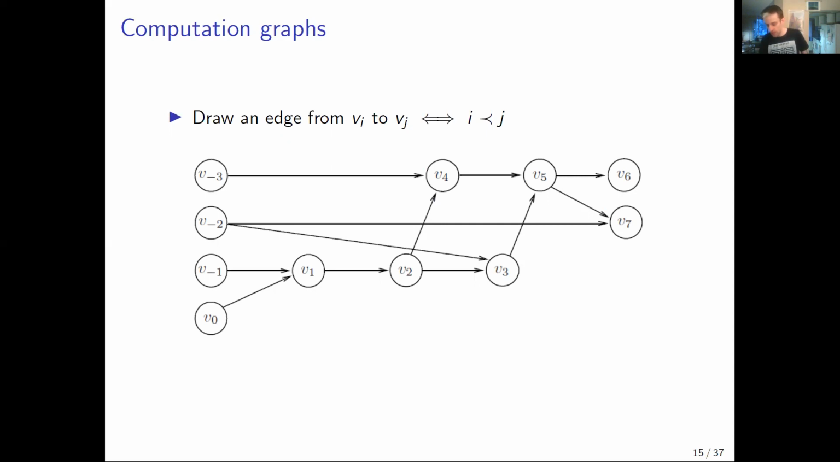And this computation graph representation is quite a popular point of view, and it can reveal some interesting things. I think this is particularly popular in the machine learning literature on automatic differentiation.